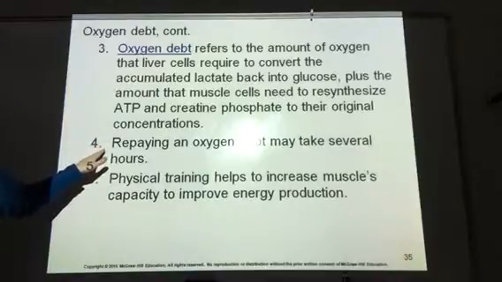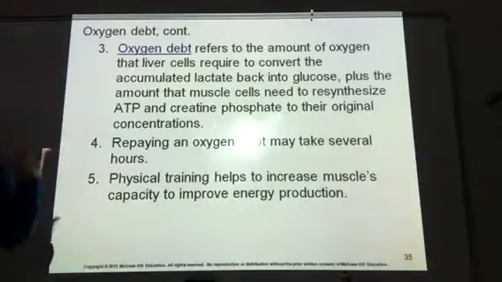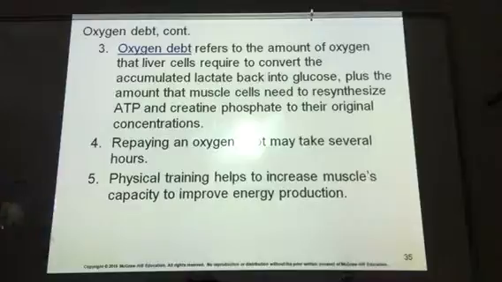Notice when you do have strenuous exercise, you breathe heavily. That's one way that your body tries to collect more oxygen. Physical training does help increase your muscles' capacity to improve energy production.